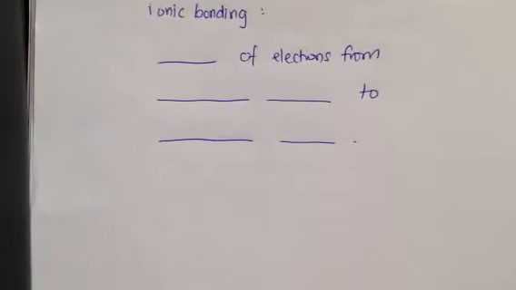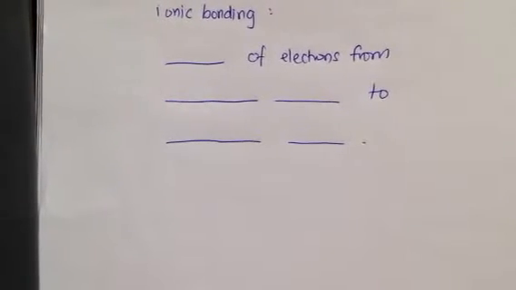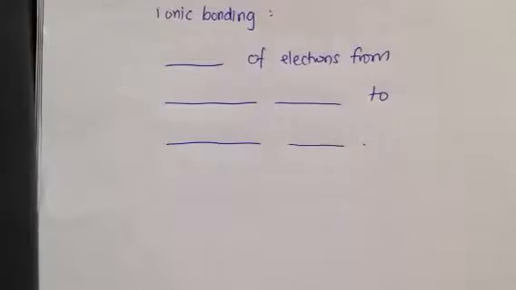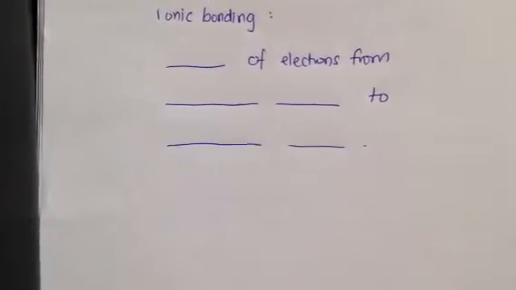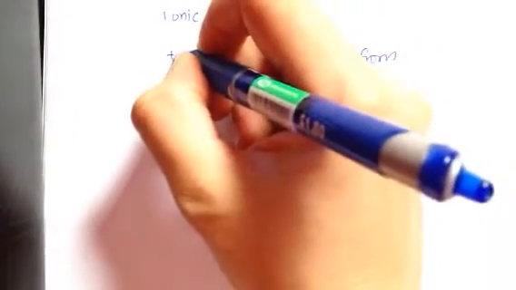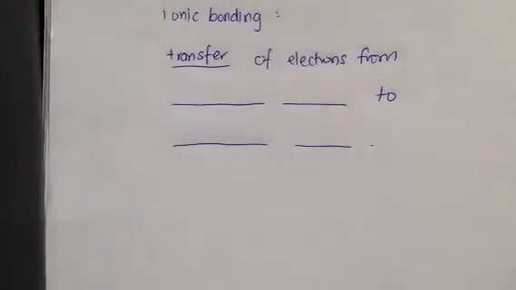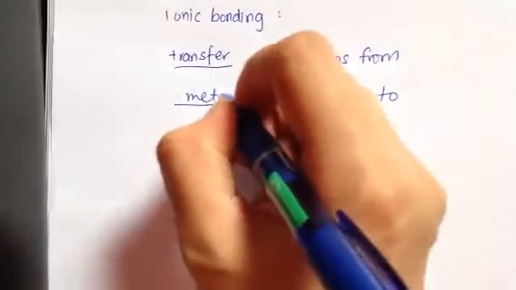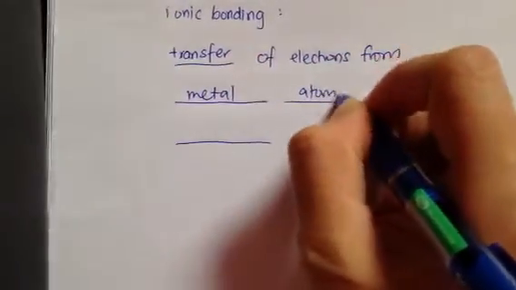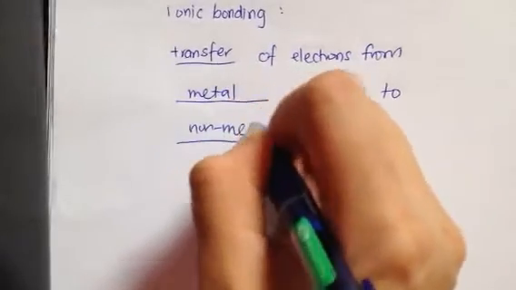Hi, today we'll be learning to draw the dot and cross diagram of ionic compounds. Now, what is the meaning of ionic bonding? We have learned previously that covalent bonding is about the sharing of electrons. For ionic bonding, it is all about the transfer of electrons from metal atoms to non-metal atoms.